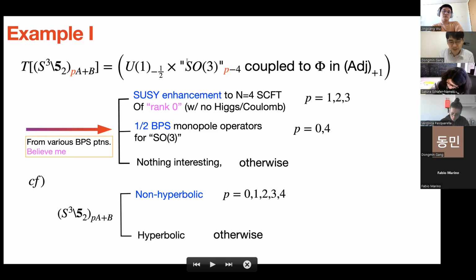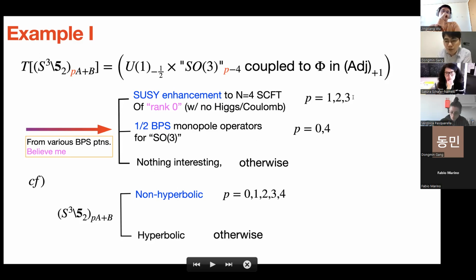So this is a gauge theory with the U(1) times SO(3) gauge group with the Chern-Simons level of minus a half, and this is P minus 4. And this P is the same as this P, coupled to a chiral field in the adjoint representation of SO(3) and with charge 1 under U(1). And please believe me that nowadays we have various ways to check this IR dynamics, and then we found this conclusion.